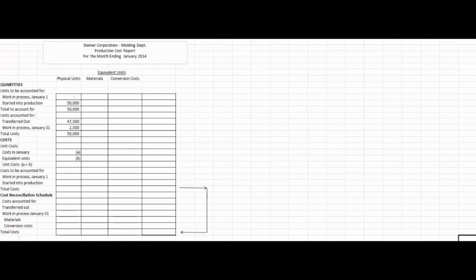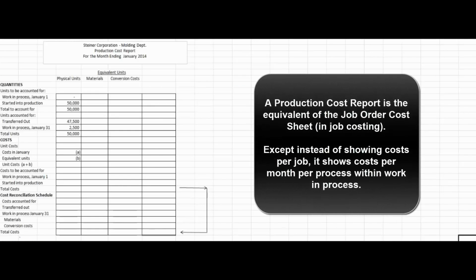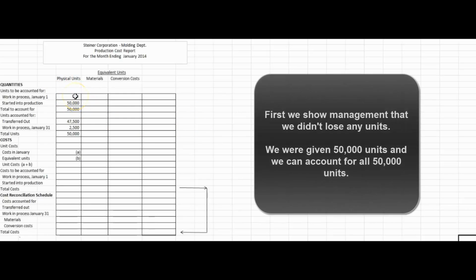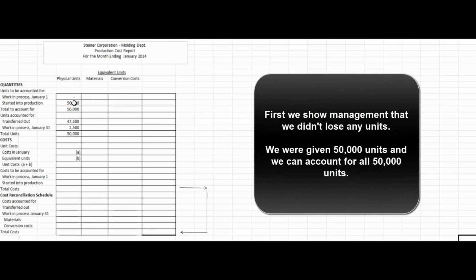The last part of the problem asks us to create a production cost report, and that is all the work we just did on one piece of paper in one place. First thing they want to know is to account for the units. Well, we had 0 in beginning work in process. They gave us 50,000. We have to account for 50,000. How do we account for them? We transferred out 47,500. We have 2,500 left. So we can account for all 50,000 units that we were in charge of.